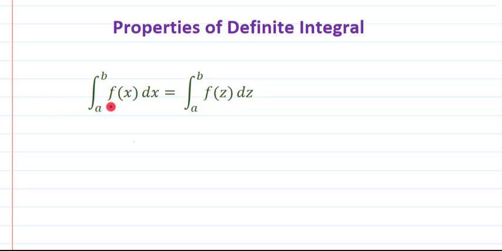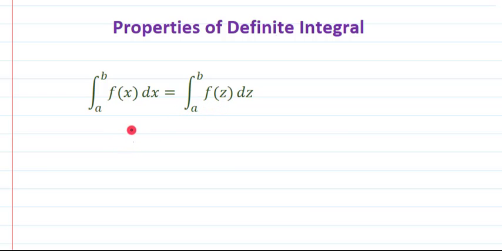According to this property, if we have the definite integration of a given function f(x) with limits from a to b, then it can also be written with the same limits, from a to b, just by changing the variable. It means if we change the variable of a function, there is no change in the value of the definite integration. How is this? Because when we perform definite integration, the variable is replaced by the upper limit and lower limit, and we can prove this very easily.